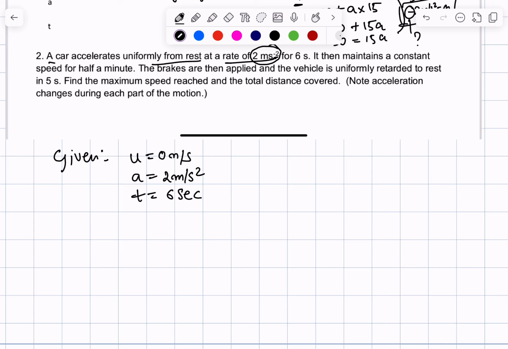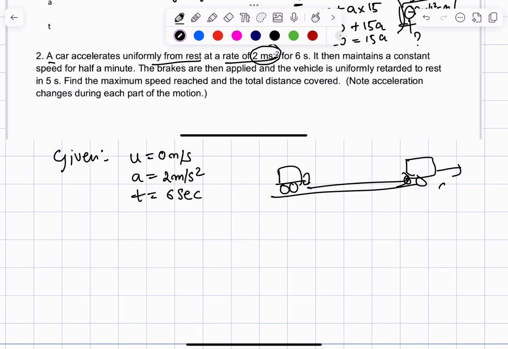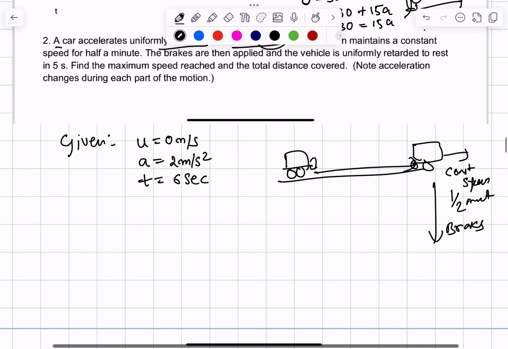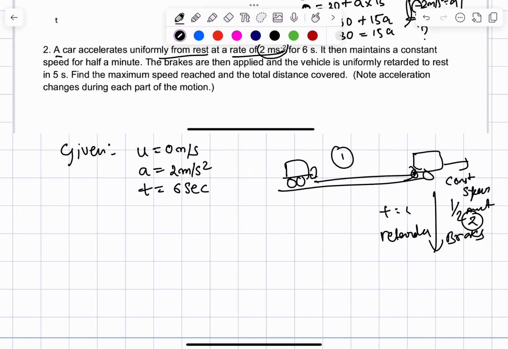Okay, so a car accelerates uniformly from rest at a rate of 2 meter per second square. It then maintains a constant speed for half a minute. Then the brakes are applied, and the vehicle is uniformly retarded. So now in the third stage it is getting retarded. The first phase is this, the second phase is this, and it retarded to rest in 5 seconds, so the time taken is 5 seconds in the third stage.